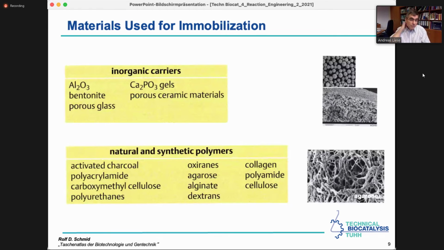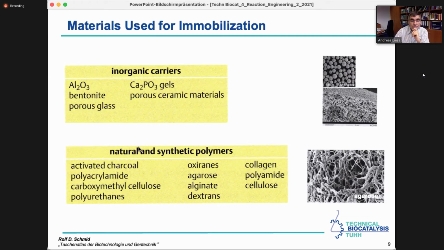Yeah, what are typical materials that are being used? These can be inorganic carriers like aluminum oxide, bentonite, porous glass, calcium phosphate gel, porous ceramic materials, or what we're also doing specifically in the last years here at the TUHH, in close collaboration from our institute, for example, with Michael Schlüter, is that we use 3D printed, so additive manufactured materials where we bind to.